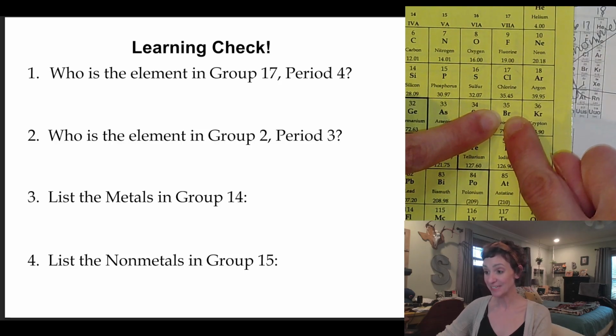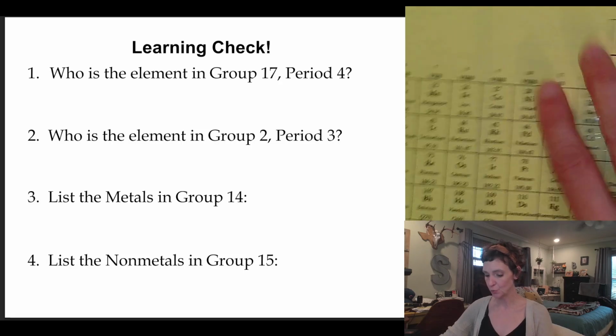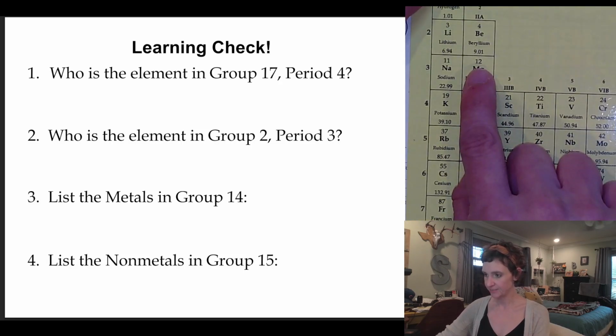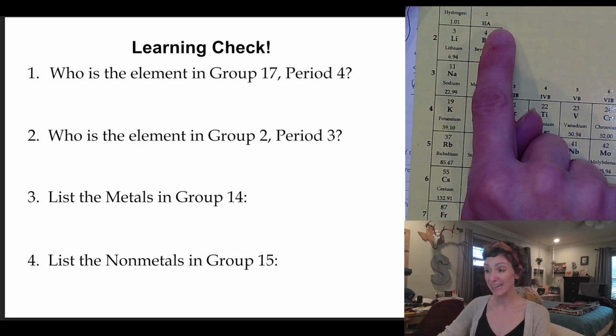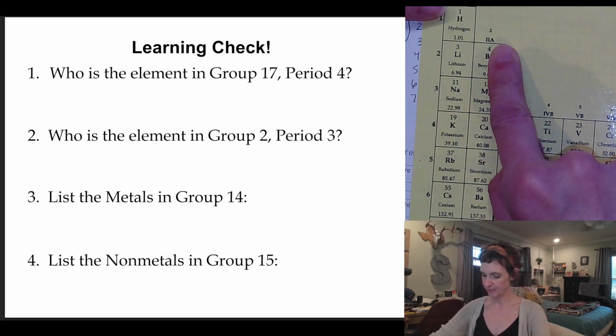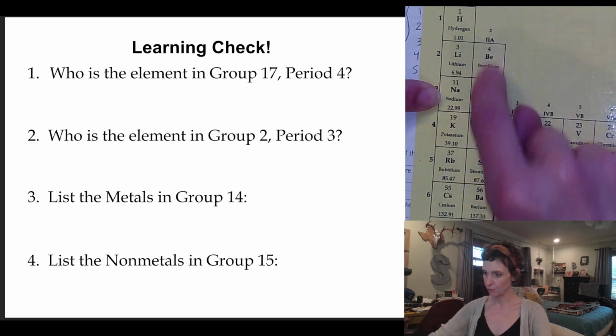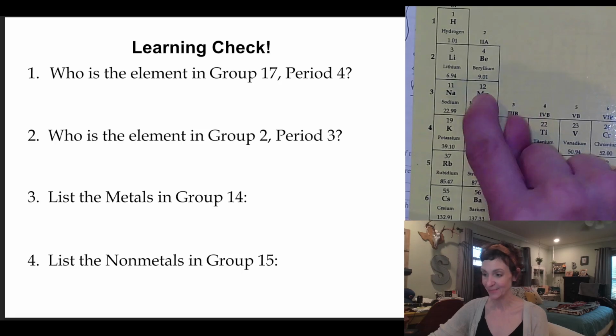And the next one is, who is the element in group 2? So group 2 is all the way over here. So group 2, but period 3. So here's the first period, second, third. So group 2, period 3 looks like we are magnesium.